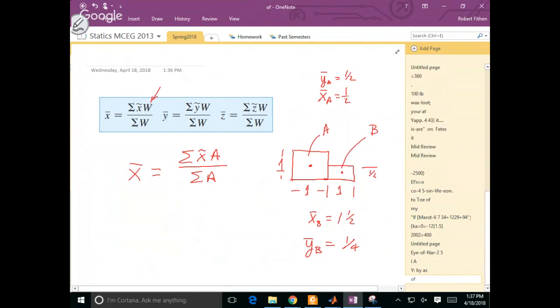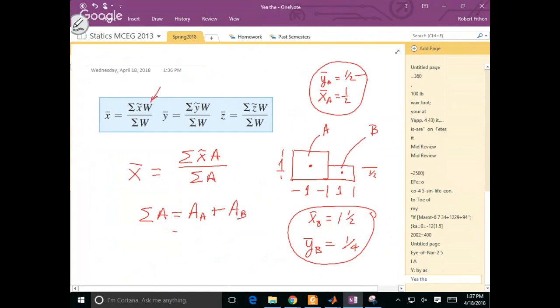So the question is, how would you find the centroid of the composite if you were given this and you were given that? First thing you have to do is realize the sum of the areas, the area of A plus the area of B. That's easy. 1 by 1 plus 1 by a half. So it looks like I got 1.5. So that's the area of this whole thing.